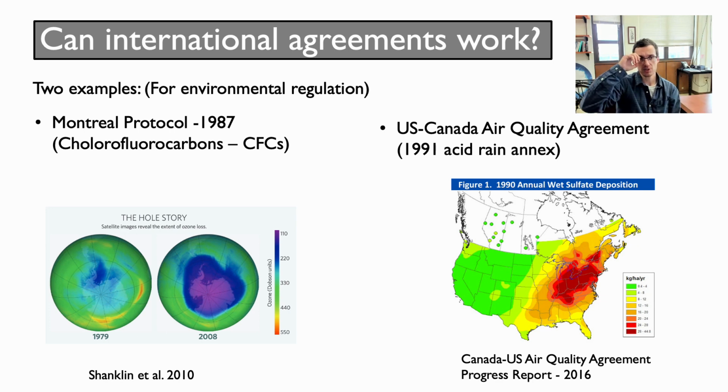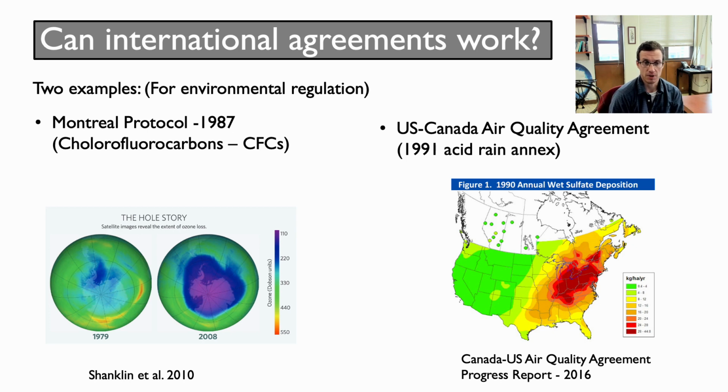So we've got two examples of international agreements on emissions that have taken place and have been successful. And I'm introducing these more so to just show that these sort of things can work, although there are some key differences. So the examples are the Montreal Protocol that was originally started in 1987. This was to reduce and eventually ban the use of chlorofluorocarbons, CFCs, that were eating a hole in the ozone. And then we'll also talk about the US-Canada Air Quality Agreement.